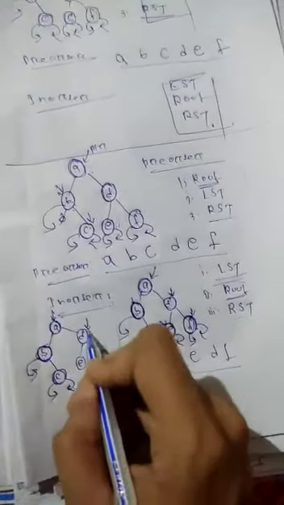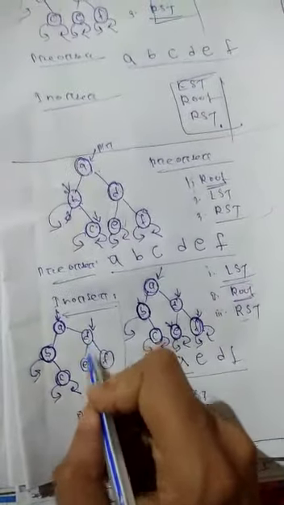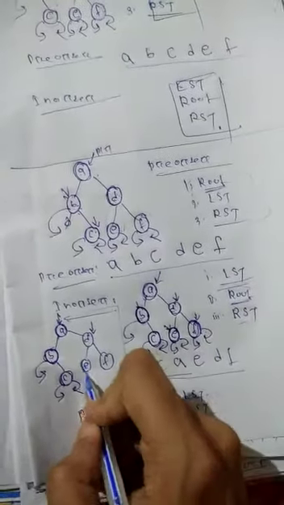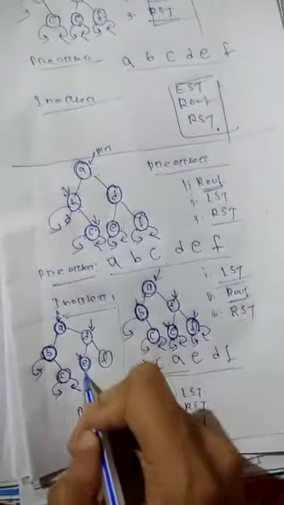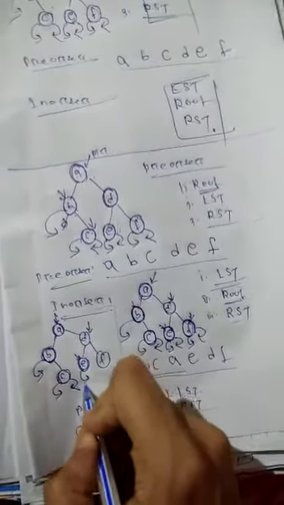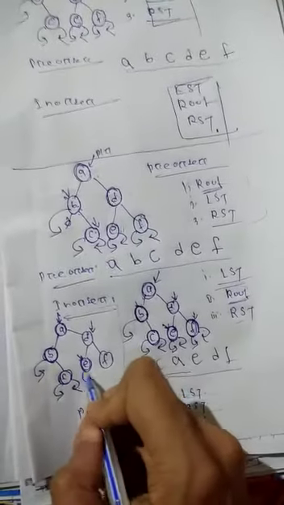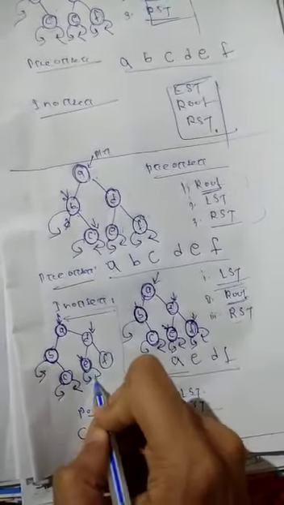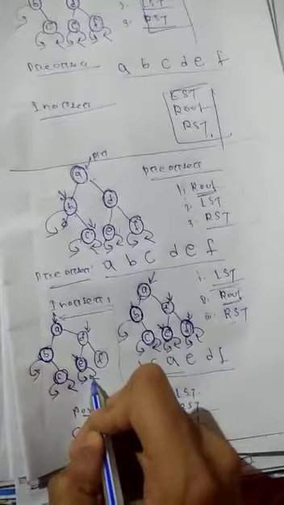Clear? Then from D, what happened? We have to go to the left subtree, E. Okay. For E again we have to go to the left subtree. No left subtree is there. First statement. Then return to E. Then again check. No right subtree is there. Left subtree, right subtree is covered. Then we have to print it. E will be printed. Then return to D.